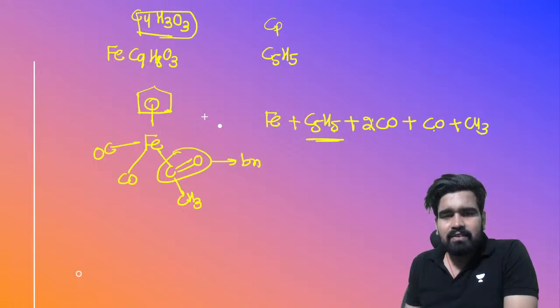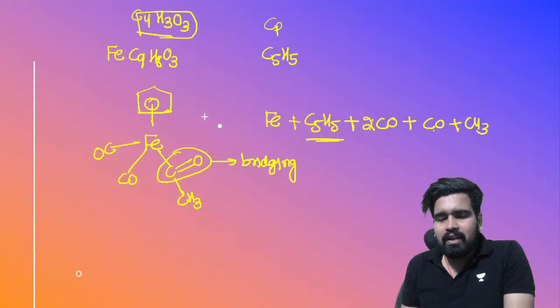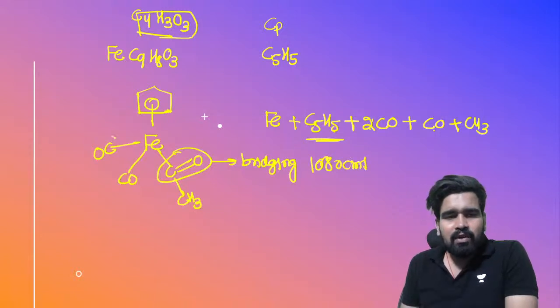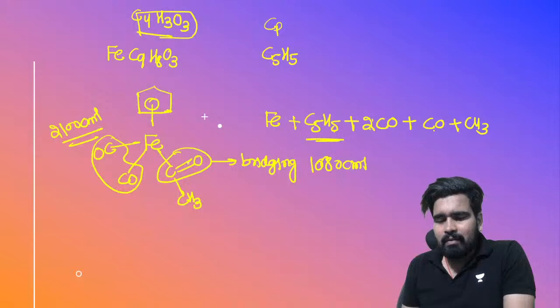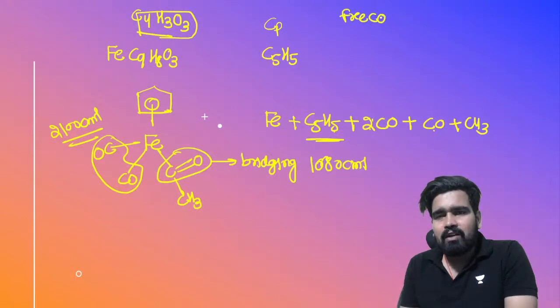This is bridging in nature and it will give a peak in IR around 1680 cm⁻¹. And these two are terminal in nature and will give a peak around 2100 cm⁻¹. You can memorize that if there is a free CO, a free carbonyl group, that will give a peak around 2143 cm⁻¹.